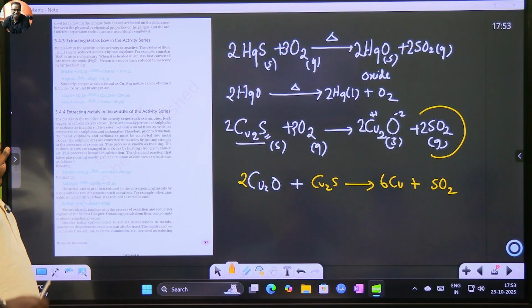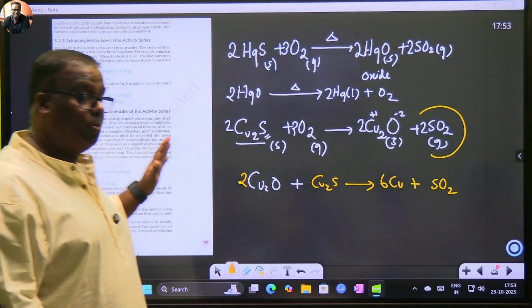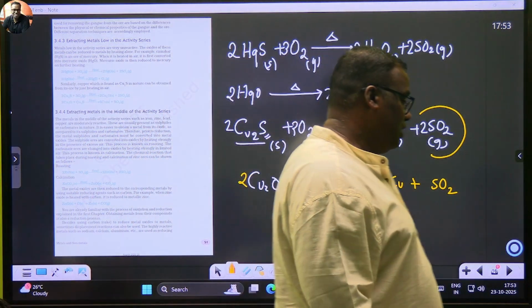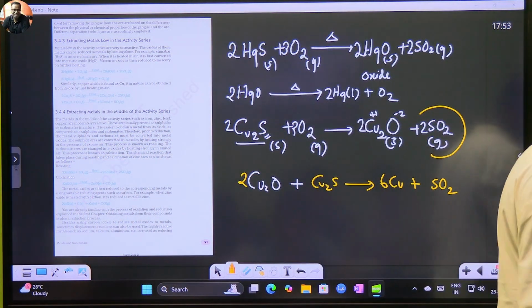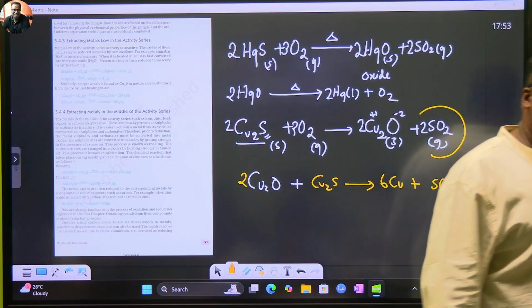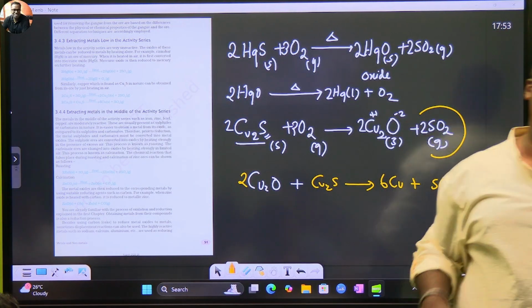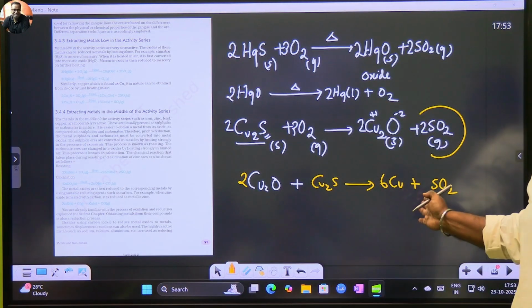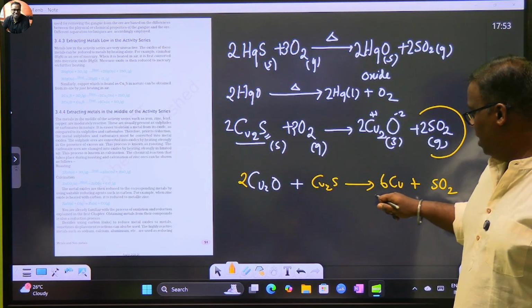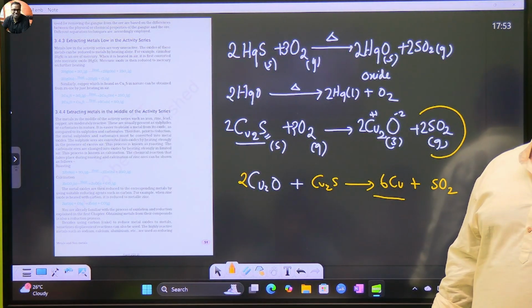So remember again the story of this. After 50% the reaction has progressed, the same copper oxide will further react with the reactant copper sulfide itself and will give you copper. We will study electrolytic refining of this copper later.